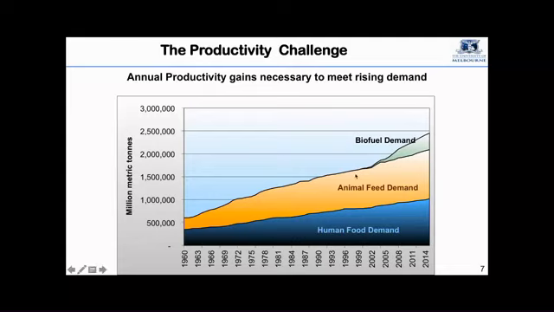So what's happened is, if you add these three together, suddenly we're looking at demand where we need something like 2.5. We're producing about 2.2 billion tons of grain. We need probably 2.5. If you do those sums, it means we need to increase our annual productivity gains from something in the 1.5 range to about 2.6. So we almost need to double annual productivity gains. And the real biological question in this is, can we do it? Is it possible?